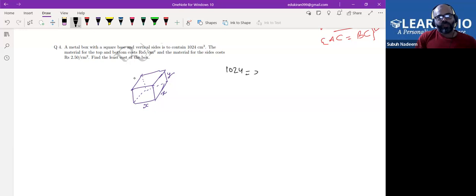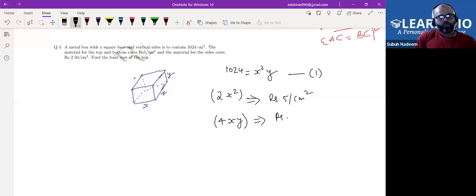1024 is the volume, which is x square y. The material for the top and bottom costs rupees 5 per centimeter square. So material for the bottom is x square, and for the top is also x square, so 2x square. For this, the amount is rupees 5 per centimeter square. And for the sides, x into y is a side, and there are 4 sides. For that, it is rupees 2.5 per centimeter square. So find the least cost of the box.